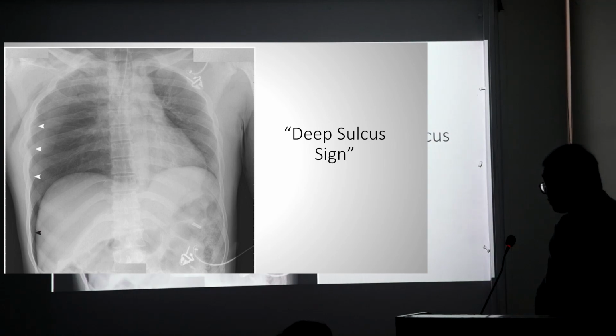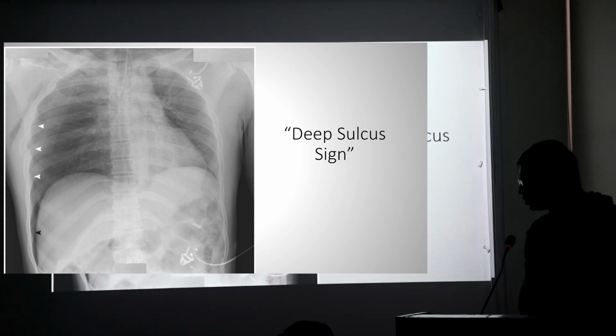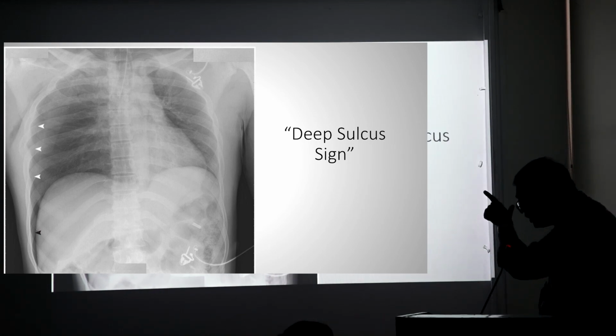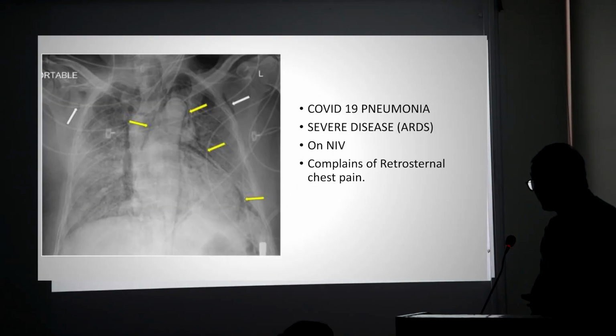So this is the deep sulcus sign I was talking about. Can you make out the marking? Whenever you are doing a portable lying down X-ray, pneumothorax may not be visible, but this deep sulcus is very much suggestive of pneumothorax.